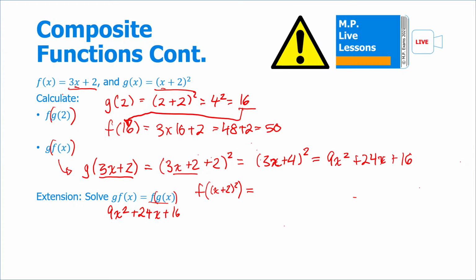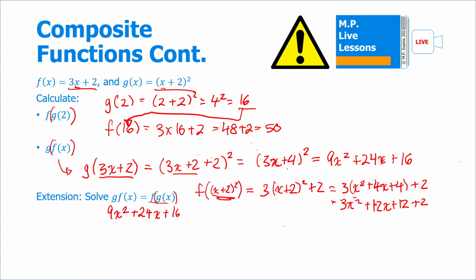So wherever we see x here, we put this in. So this becomes 3 lots of the bracket, whatever's in the bracket. Then we add 2. Three x squared plus 12x plus 14. So that's this fgx. So we set this equal here.